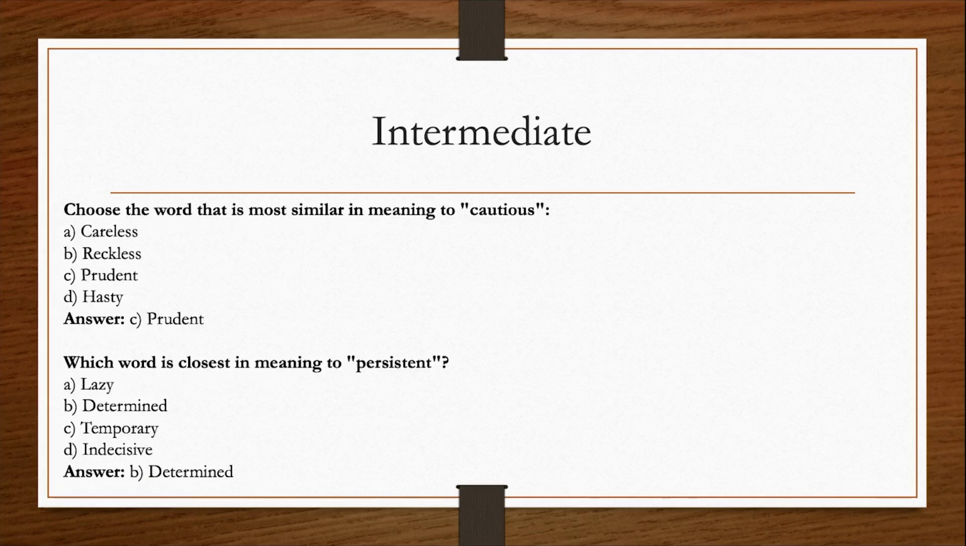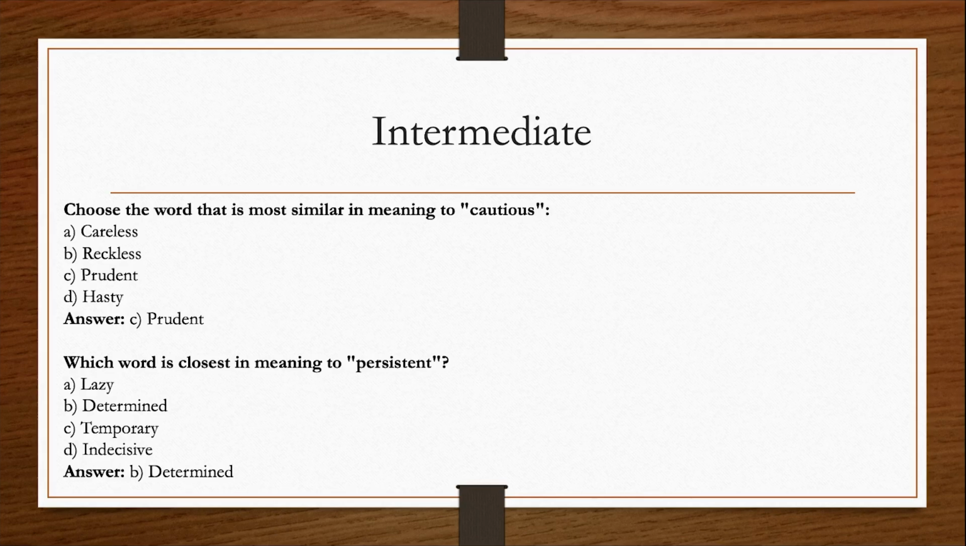Intermediate level: choose the word that is most similar in meaning to cautious. You must understand that even if a synonym question comes directly, it will not be written as "tell the synonym of this word." They could use phraseology like this: choose the word that is most similar in meaning to the word cautious. Careless, reckless, prudent, or hasty? That is prudent. Last, which word is closest in meaning to persistent? Lazy, determined, temporary, or indecisive? That is determined.